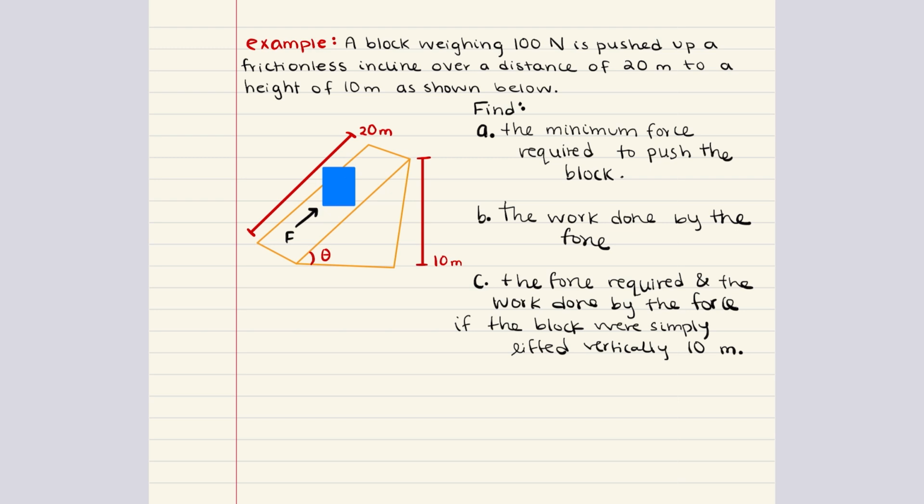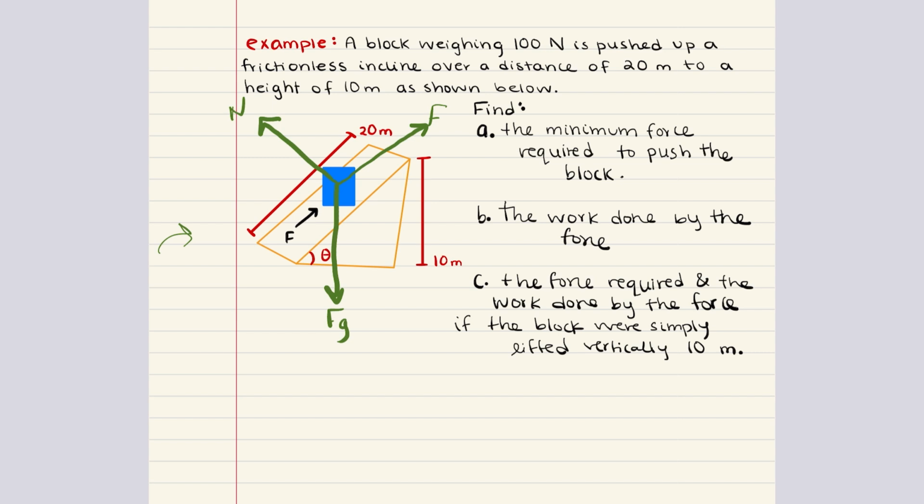Now, the first thing we want to do is look at our sketch and determine what forces are acting on this block. Of course, we have our gravitational force acting downward. We also have the force that we're pushing this box with, pushing it upward along this incline. And then we have our normal force, which is perpendicular to the surface of the incline.